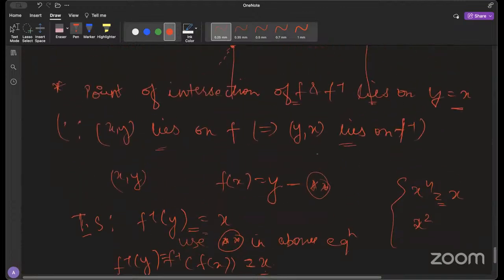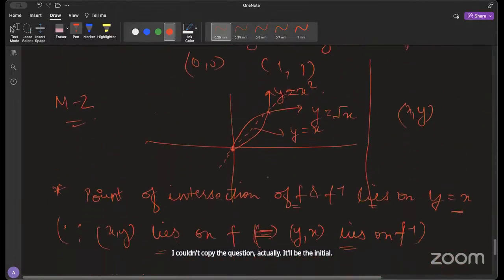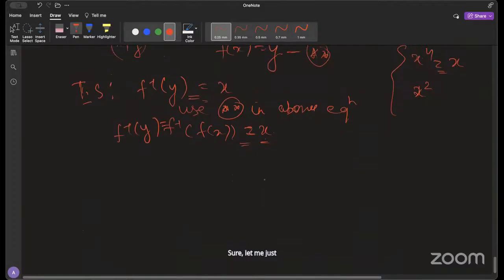And the converse part is done in a similar manner. Please show the same question, and I could copy the question actually. It will be revision. Sure, let me just get done with the solution first.